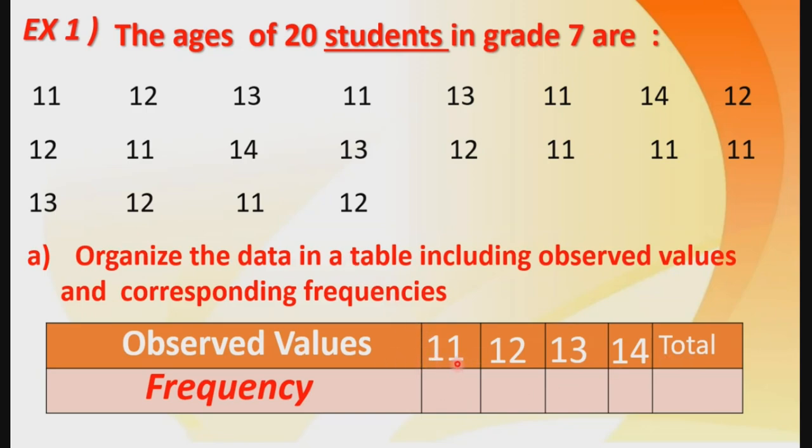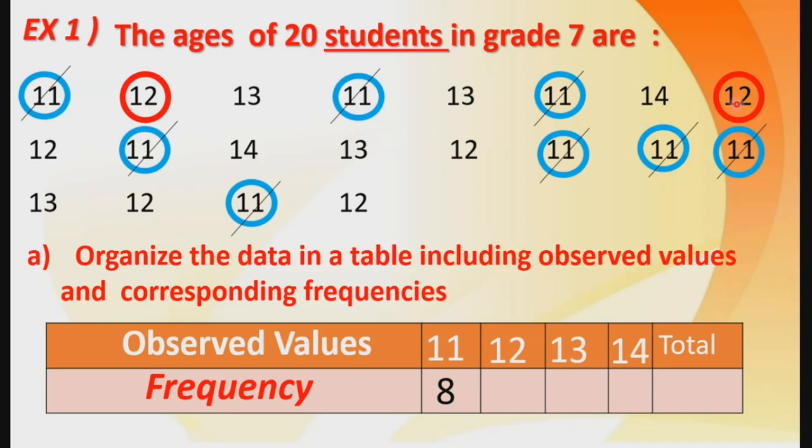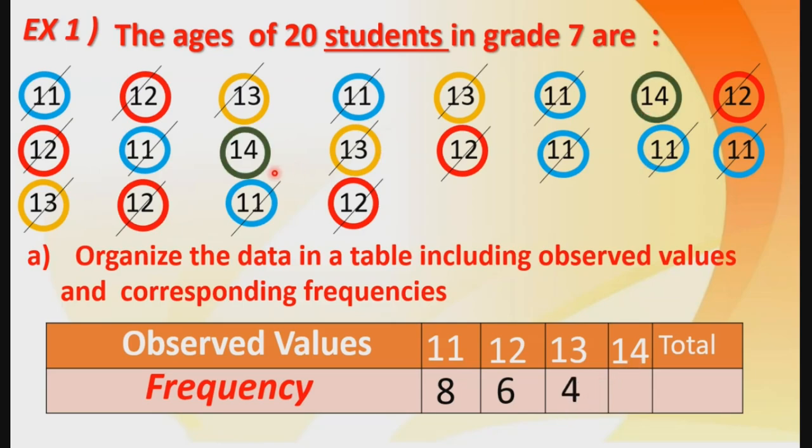The frequency for the age 11 is 8. So we write here 8. For 12 we have 6. So we write here 6. For 13 we have 4. So we write here 4. For 14 we have 2. So we write 2. Very good.